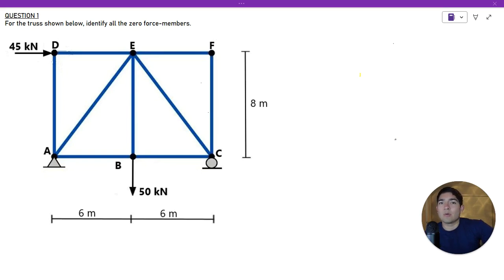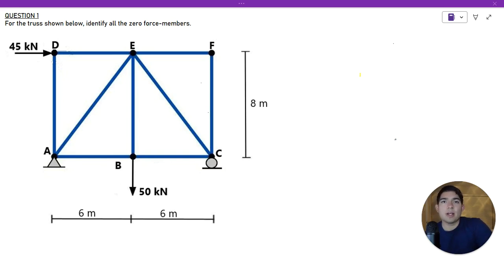In this section, we are going to be doing a review of zero force members. This concept is very important for statics and definitely for your FE exam. So these practice problems are going to help you become familiar with how to identify zero force members. As always, make sure that you attempt the problems yourself before you look at the solution. But when you're ready, let's go ahead and begin.